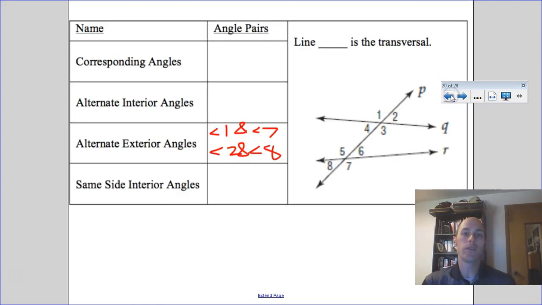So hopefully we figured out what these terms mean. So anytime we have a transversal, we can refer to the angle types in those four basic types: corresponding, same corresponding position; alternate interior, alternating between the two lines; alternate exterior, alternating sides of the transversal outside of the two lines; and same side or consecutive interior.